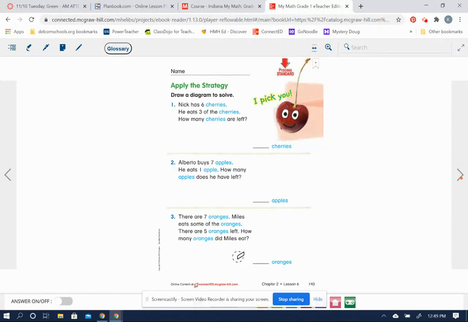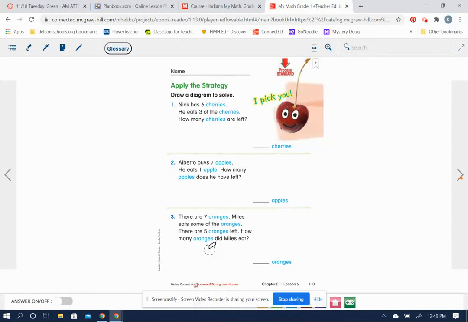This is one of those where we're going to have a missing number. Okay, can you write this as I say it? 7, because that's what we started with, 7 oranges. He gives some of them away. So minus blank. We don't know yet what goes in the blank because he gave some of them away, but we don't know how many. And there are 5 oranges left, so equals 5. How many oranges did Miles eat? So we've got to find that missing number that's in the middle.